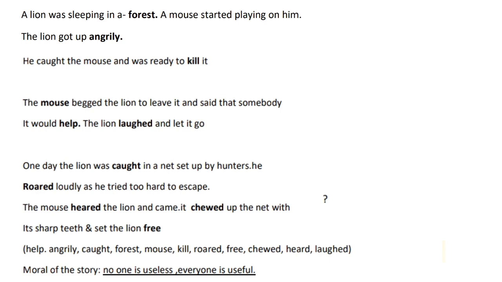Moral of the story. What is the moral of this story? No one is useless, everyone is useful. According to our size, we cannot decide that we will be important or not important. It depends upon our skills.